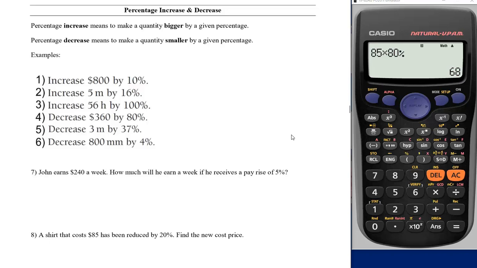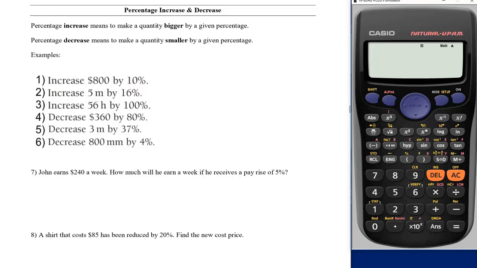Okay, so today we're looking at percentage increase and decrease. This is part of our financial maths topic. This is a very useful thing when it comes to finance because often we are dealing with things going up by percentages or decreasing by percentages. So we need to be able to do the calculations first before we can apply it.